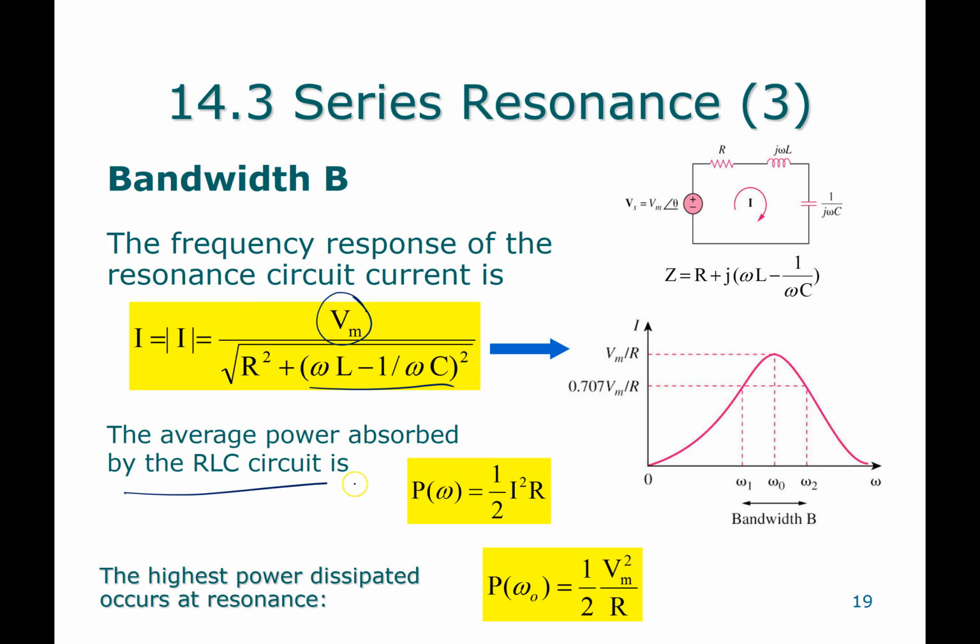And the average power absorbed by the RLC circuit is going to be 1/2 I squared R. That's the real power. And the highest power that you can dissipate is going to be at the omega 0 point. That's the maximum current you can get, Vm squared over R divided by 2. So at the resonant frequency, you're getting the most power out of that resistor as well.